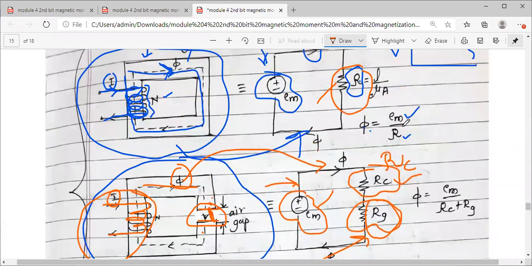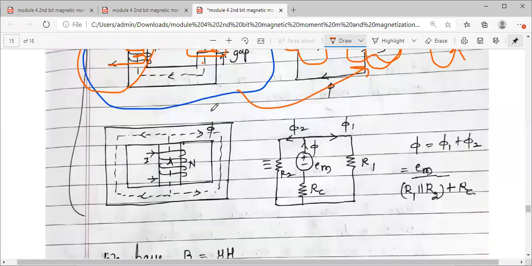So that's why I have written the total value. See, E by R according to Ohm's law. Em by R. So R is now the series value because of two different reluctances, one is the core, one more is the air gap. This is the second figure. Now look at the third figure. This is one more magnetic circuit we are going to draw. So what is the difference here? It is something like this.